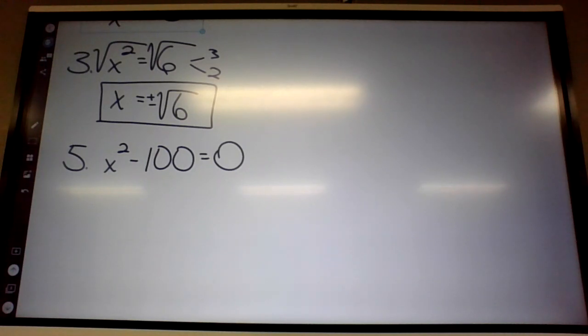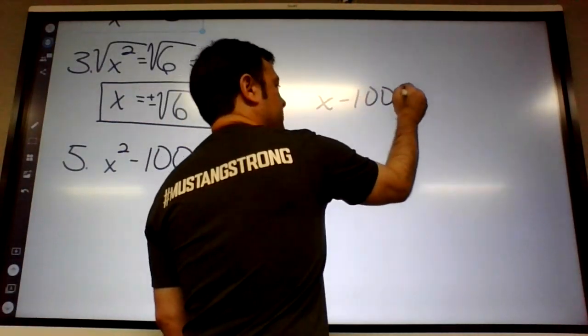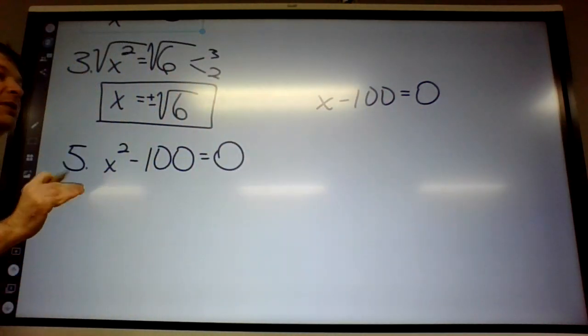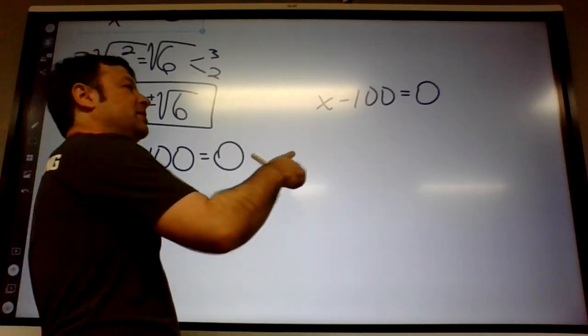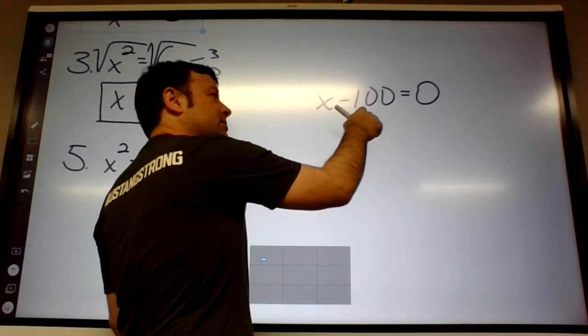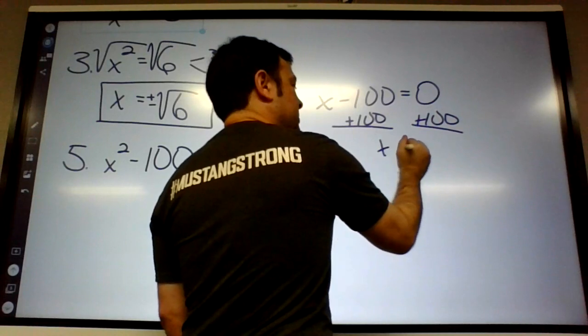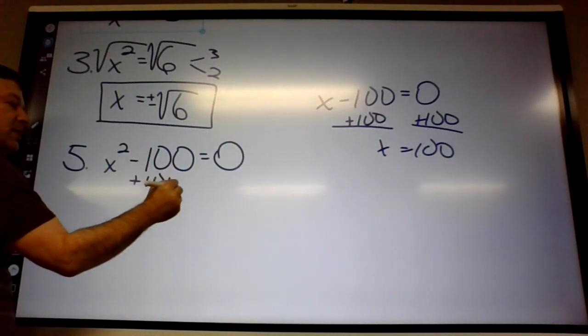Alright, this one looks a little bit different than the last two. Miranda, what do you think? Any ideas? Okay, well, kind of like if we were solving x minus 100, what would the algebra step be to solve it? How do we get rid of minus 100? Plus 100. So you want to kind of get the x squared by itself. So it'd be the same first step. We just want to move it over.